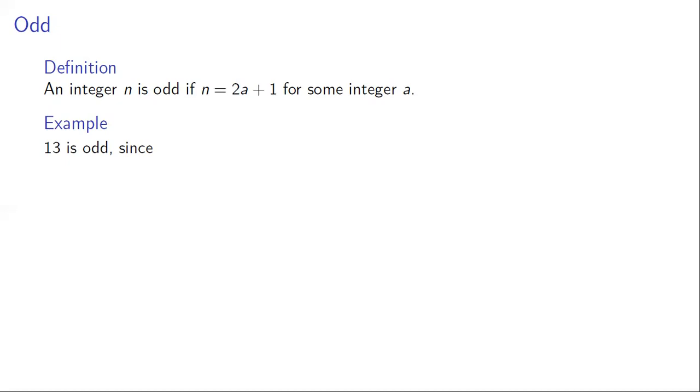So we need to find something such that 13 would be equal to 2 times a plus 1. Well, here it is. 13 is equal to 2 times 6 plus 1. And we know that 6 is an integer. So 13 satisfies the definition of an odd number. So therefore, 13 is odd.